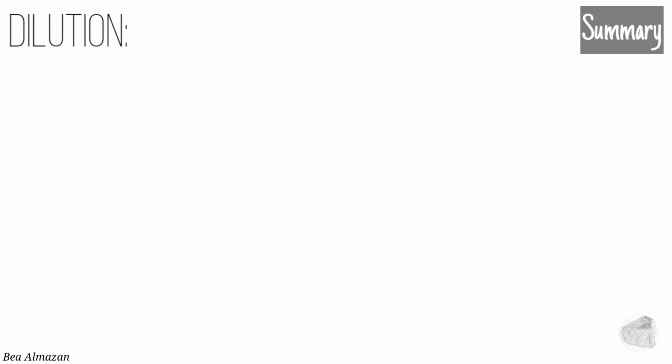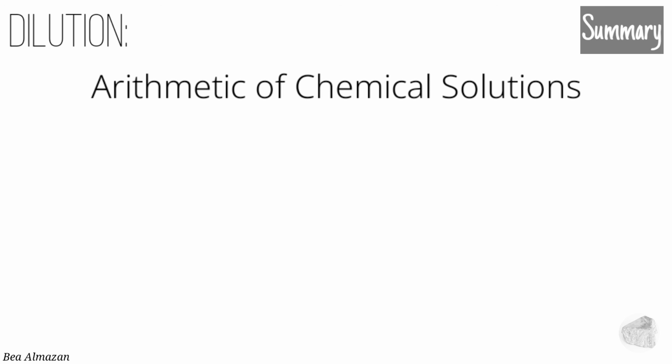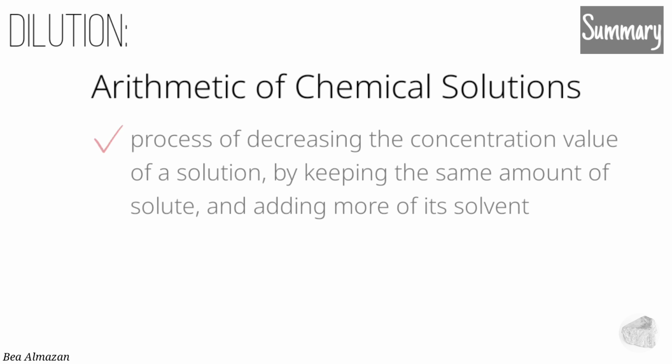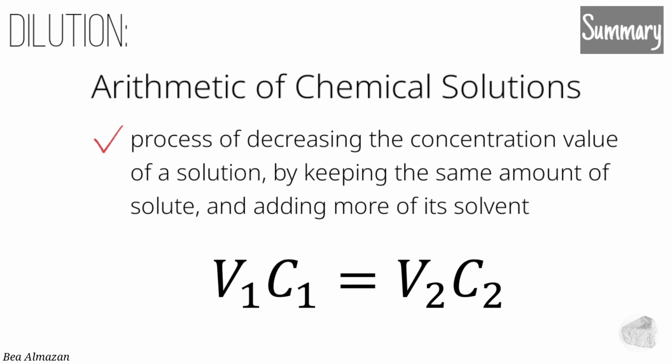Briefly speaking, we have discussed another segment of arithmetic of chemical solutions. Dilution is the process of decreasing the concentration value of a solution by keeping the same amount of solute and adding more of its solvent. We can refer to the formula V1 times C1 equals V2 times C2. That's all, folks, and thank you for watching.